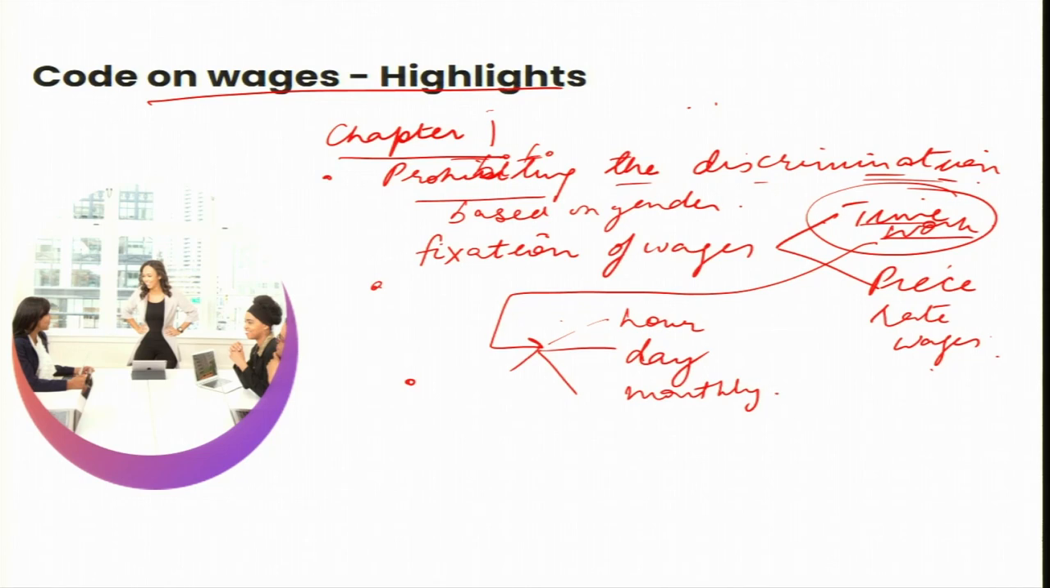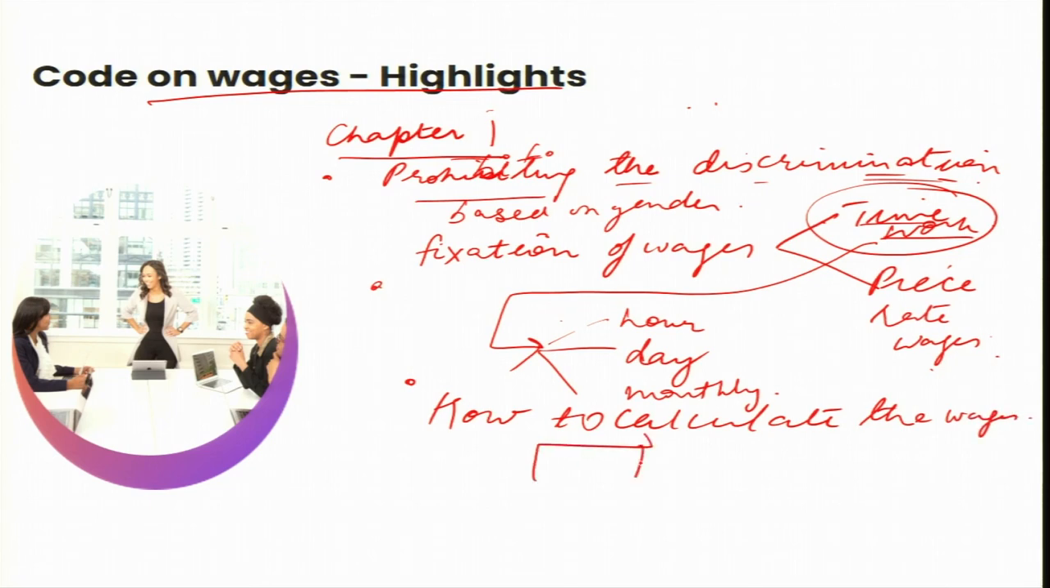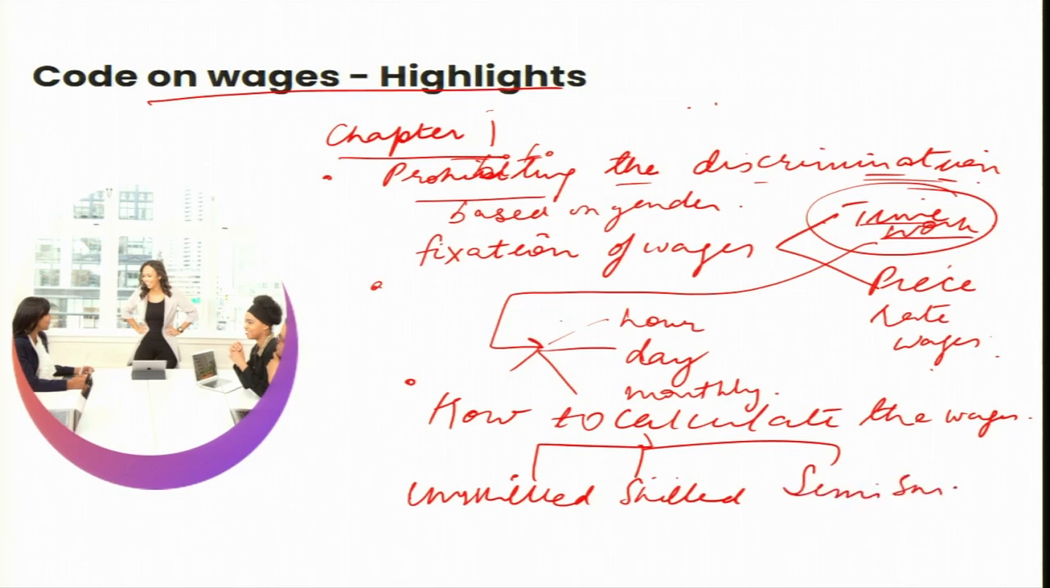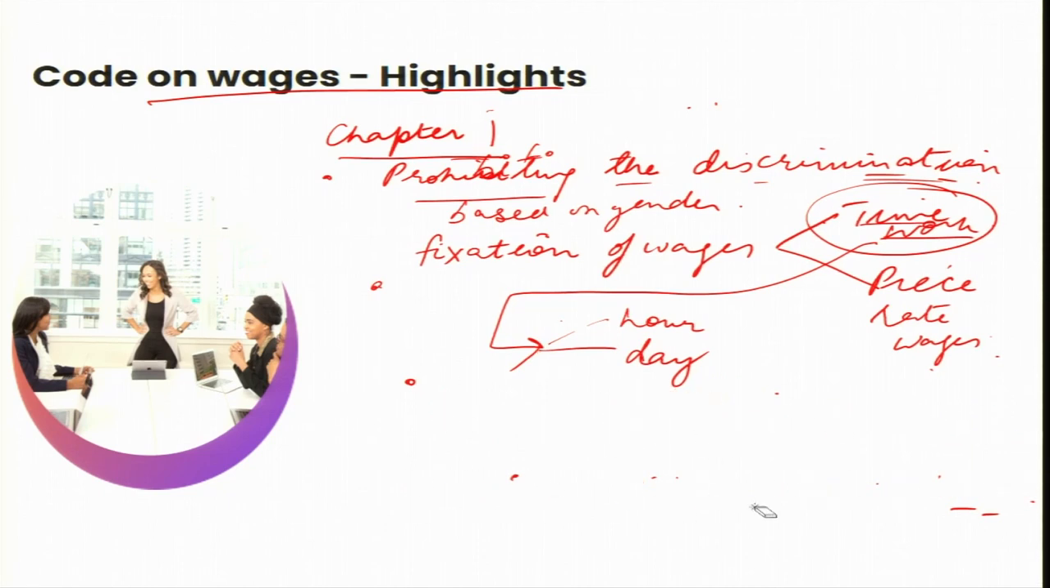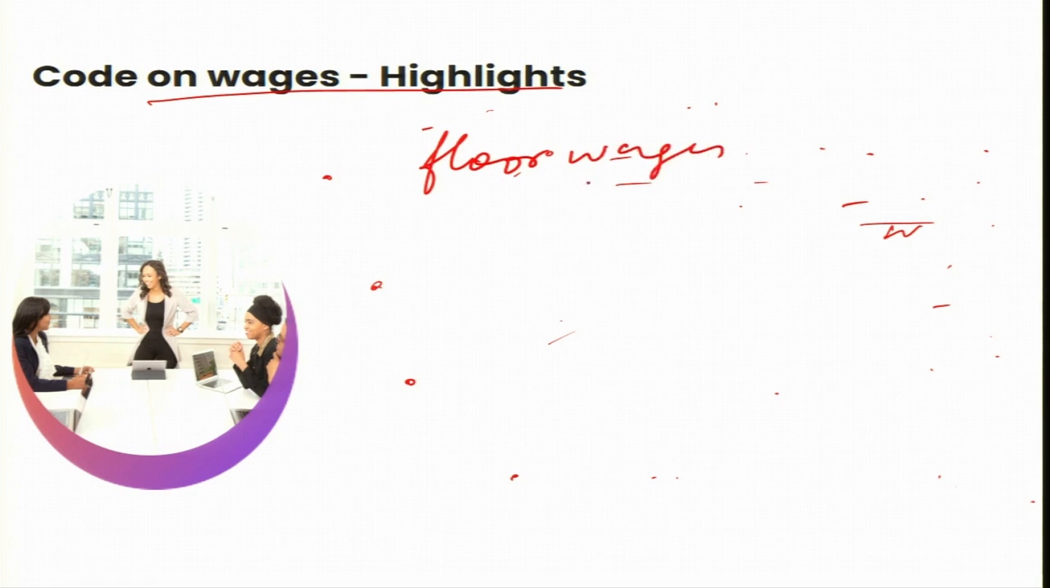How to calculate the wages is yet another concern. So there are several aspects related to calculation of wages. And for calculation of wages, the unskilled, skilled and semi-skilled categorizations are there, and then there are components on how much minimum wages should be given to the people, on what basis the minimum wages should be revised, then the procedure for fixing and revising the minimum wages, then the power of central government to fix the floor wages. This concept of floor wages has also been included in it now.